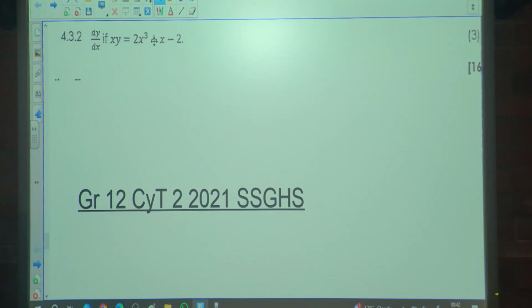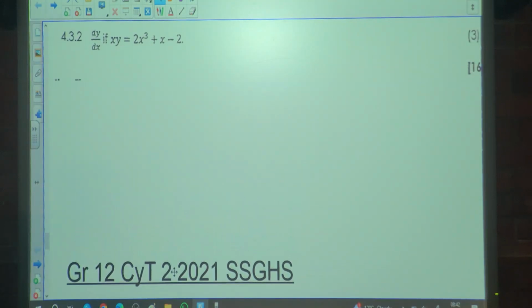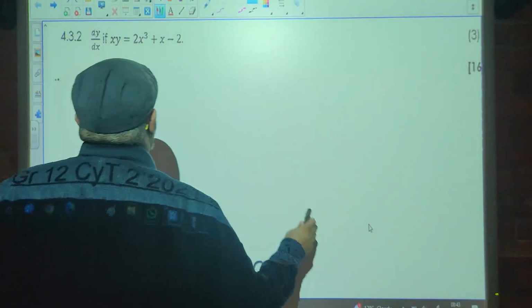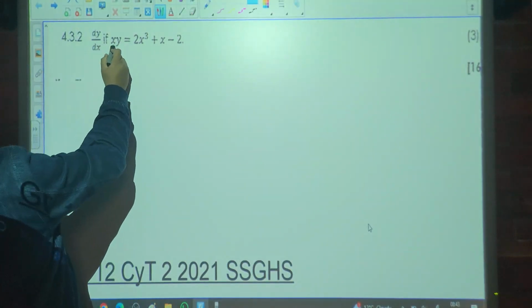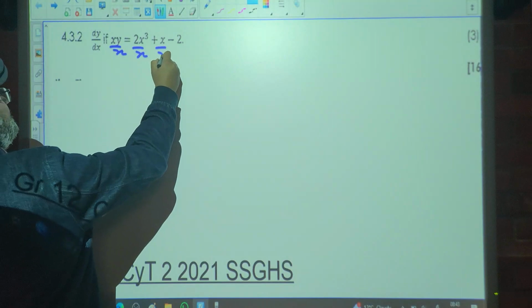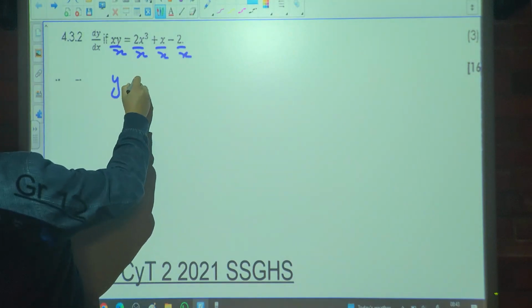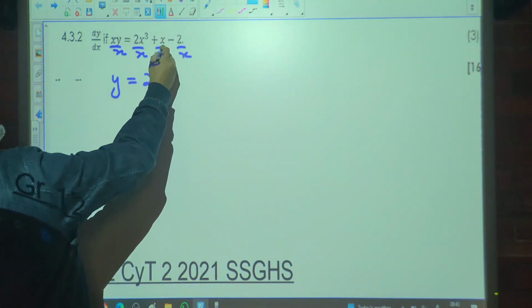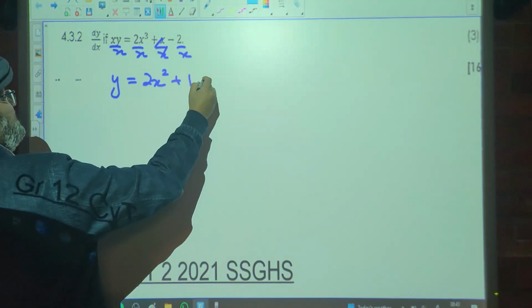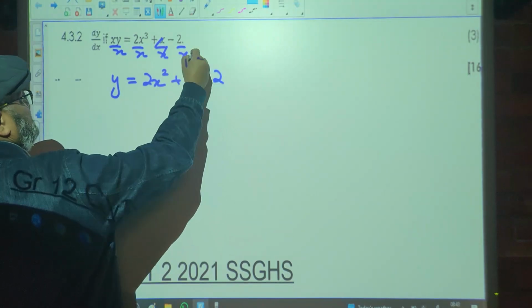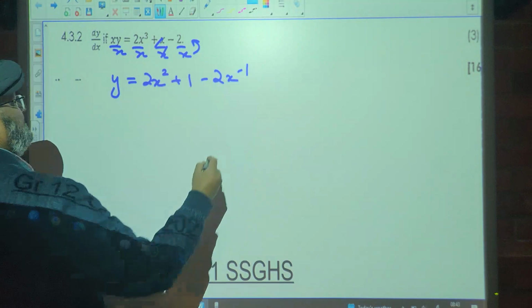The next question. We are given dy/dx if xy is equal to 2x cubed plus x minus 2. So firstly, I will make y the subject of the formula first. I divide by x, so that gives me y is equal to 2x squared plus 1 minus 2 over x, which becomes 2x to the power of negative 1.